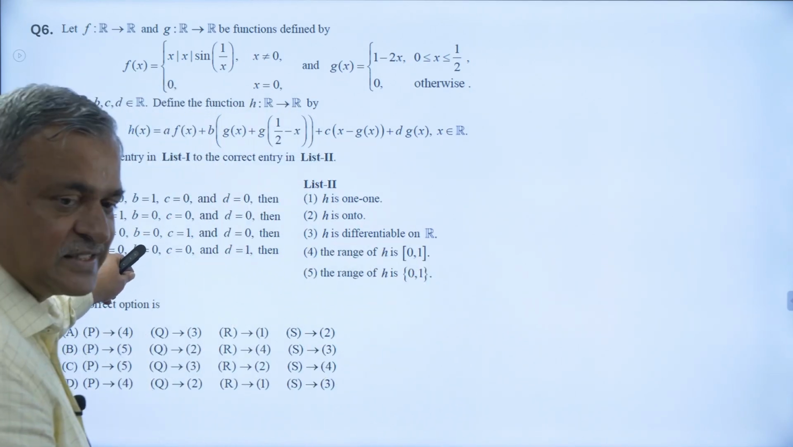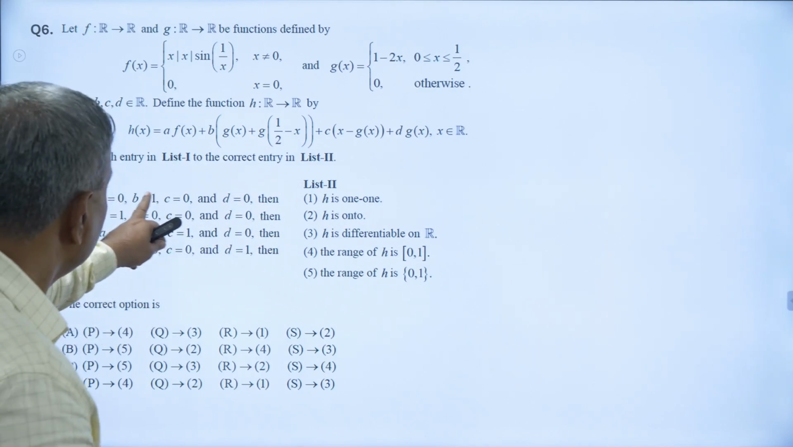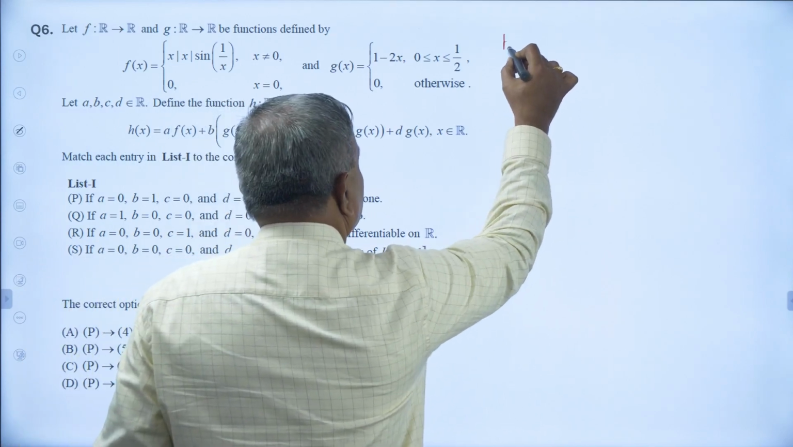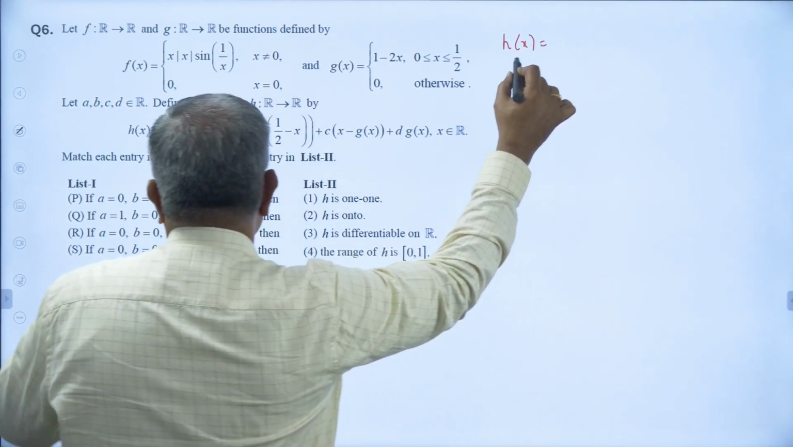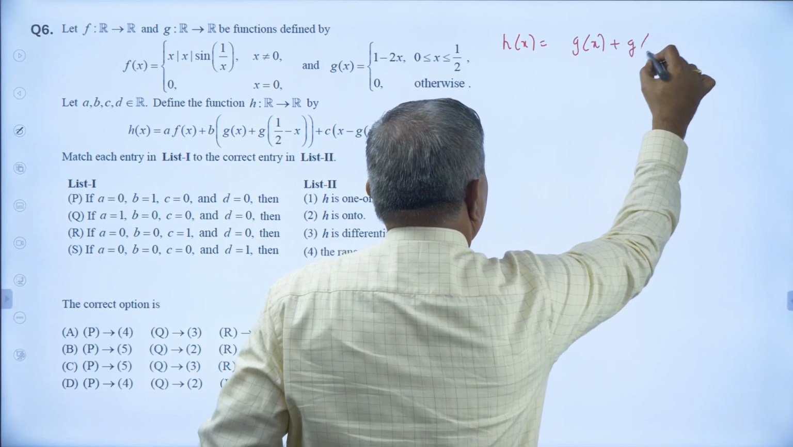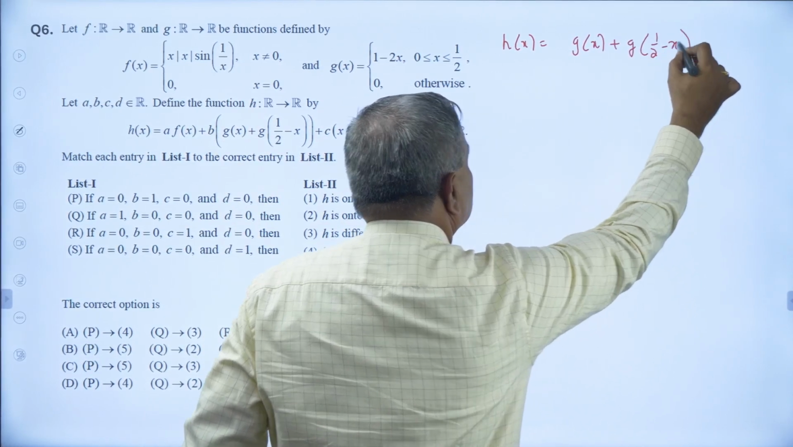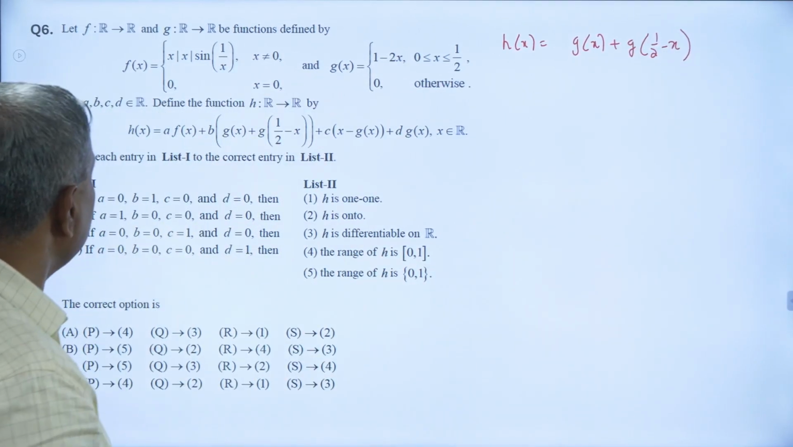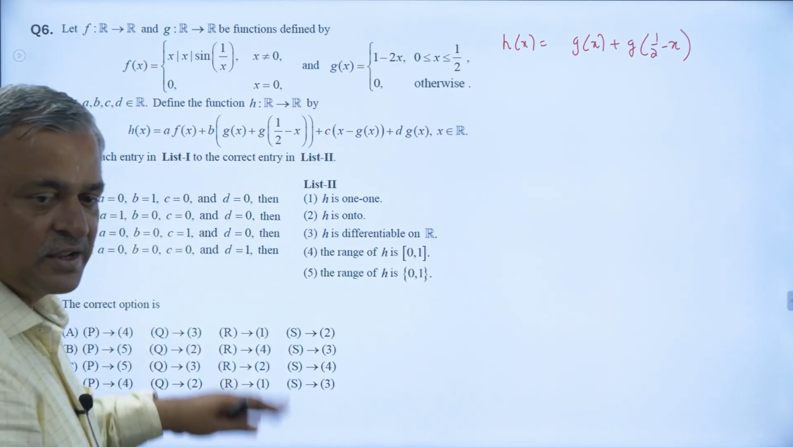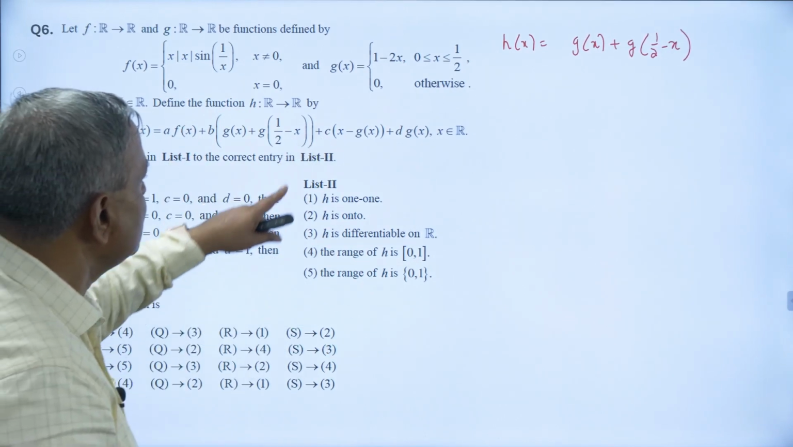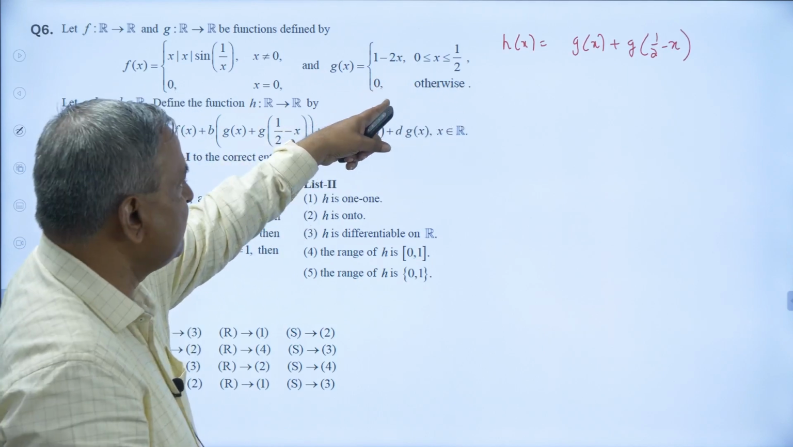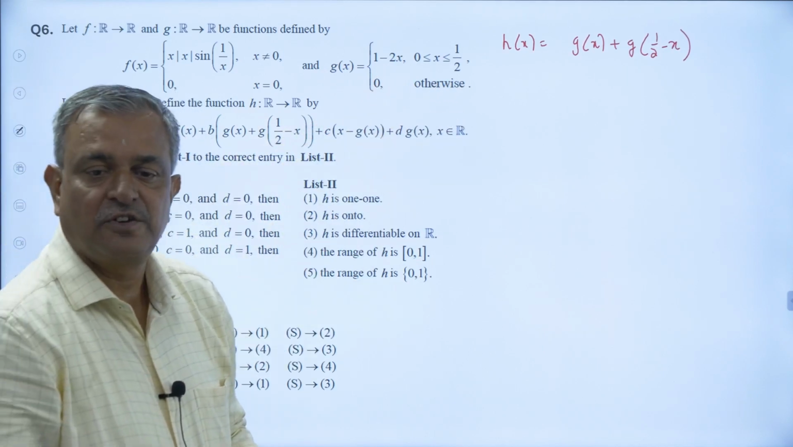See here, a is 0, c is 0, d is 0, so only b is equal to 1. So what is h of x we got? H of x we got as gx plus g of 1 by 2 minus x. Simple, because a is 0, c is 0, d is 0. We don't require anything, c and d are not required. Hx is equal to this. G of x is equal to 1 minus 2x in this interval, otherwise it is 0.